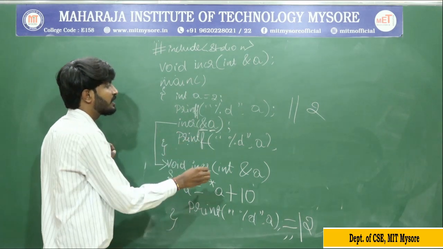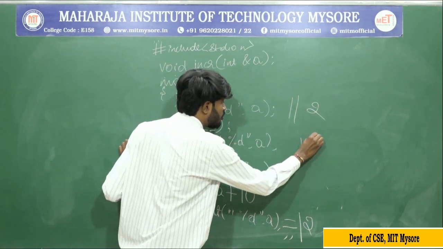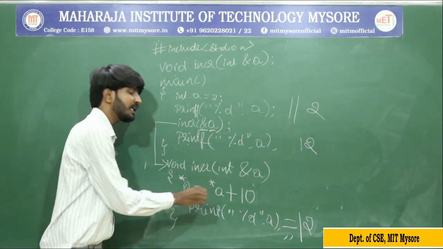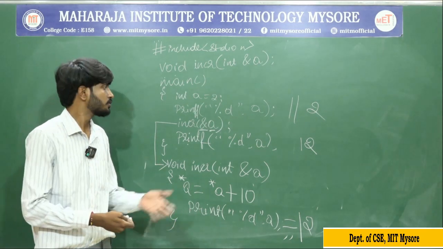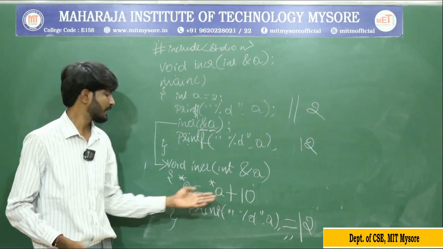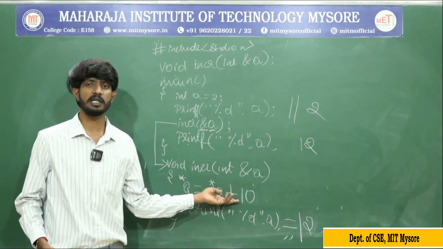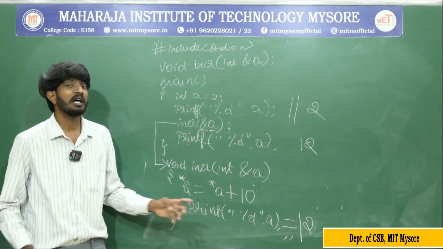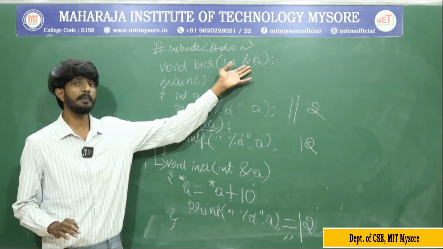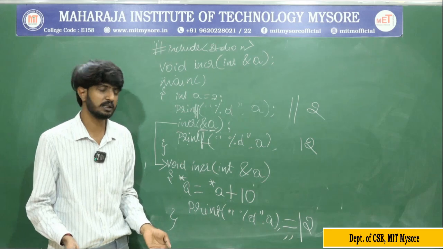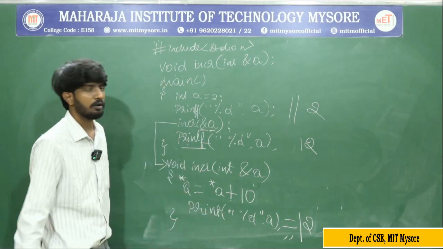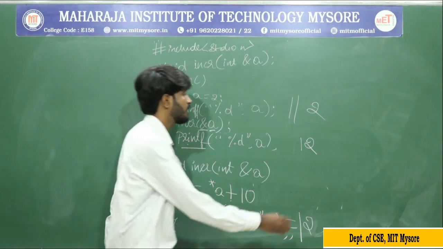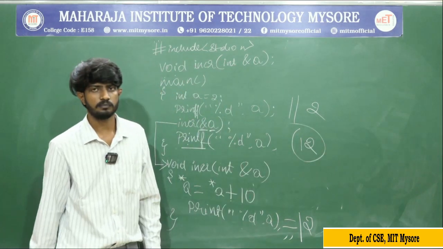After that, the value here is also 12. It is already modified since I am dealing with the address of the variable. The address of the variable is passed here, and the data at that address is added with 10. So the value at the variable's address is changed, and if I print that data, the changed value is shown. So that's why it is going to have 12 here.